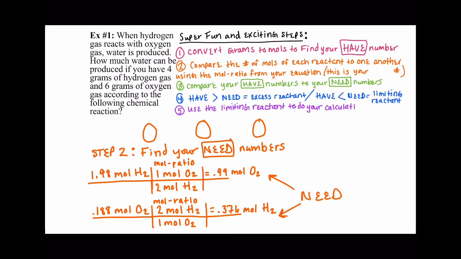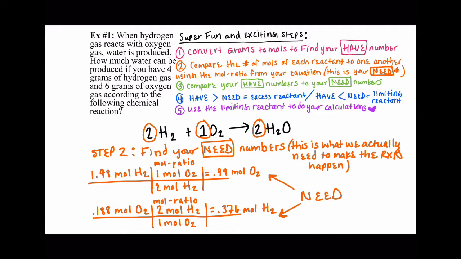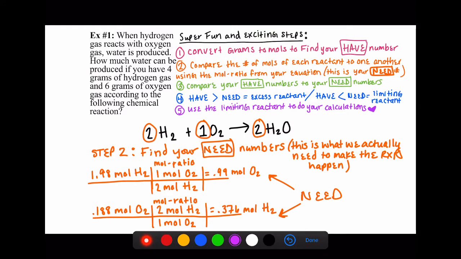The second step is where I'm going to compare both of these reactants to each other. And I'm going to use the mole ratio from our equation. So where did I get 1.98 moles of hydrogen gas and 0.188 moles of oxygen? From the previous slide. That was the very first step that I did. And now I'm going to use my mole ratio comparing the moles of hydrogen to the moles of oxygen right here in this equation. That's how I'm setting it up. That's where I got 2 moles of H2 from and 1 mole of O2. That's where that came from.